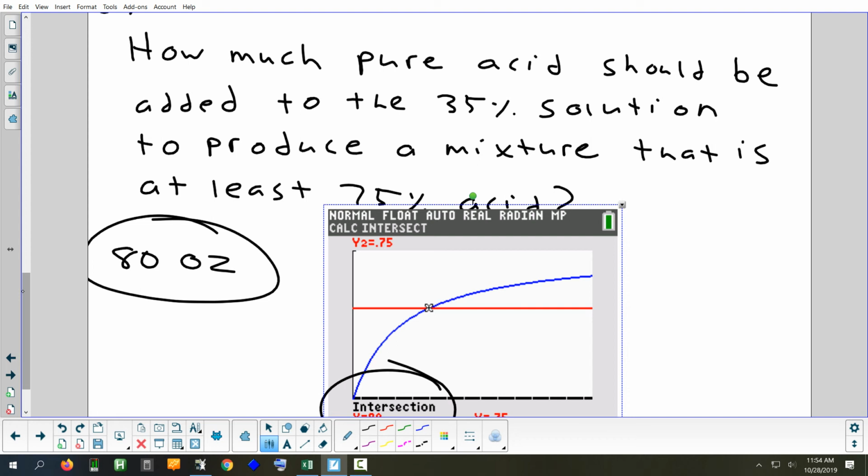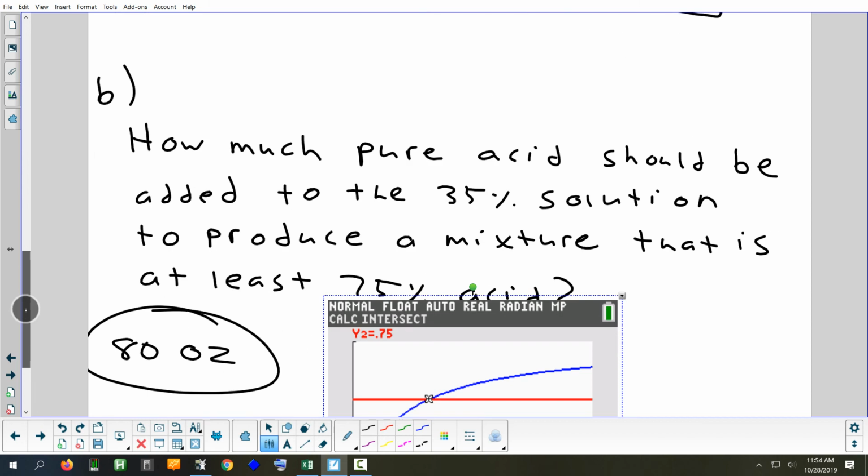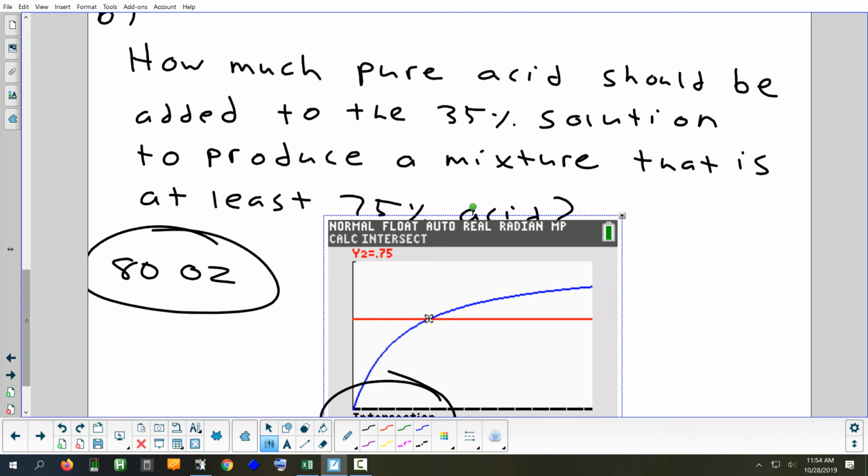Okay, so on the test, you will probably have a mixture problem. I would probably split it into two parts, just like this. Give me an equation for the concentration, part one. And then part two, how much acid would I need to do something, like bring it up to 70% or 85%, whatever. Any questions on that?